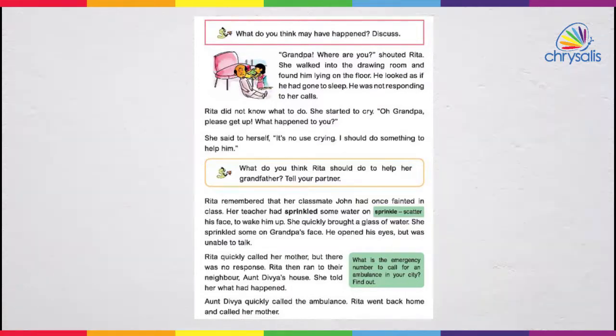She started to cry. "Oh, Grandpa, please get up. What happened to you?" She said to herself, "It's no use crying. I should do something to help him." Rita remembered that her classmate John had once fainted in her class. Her teacher had sprinkled some water on his face to wake him up.